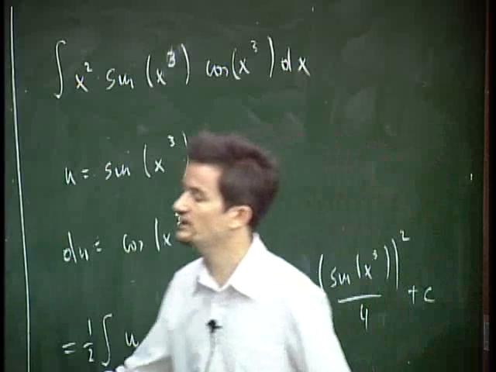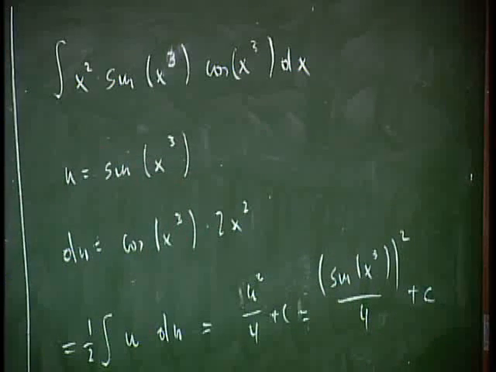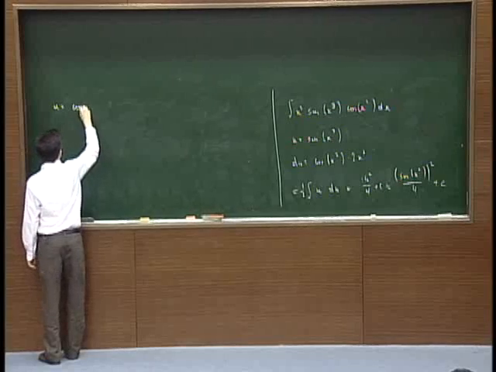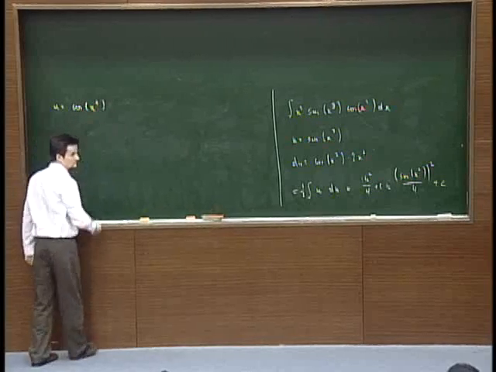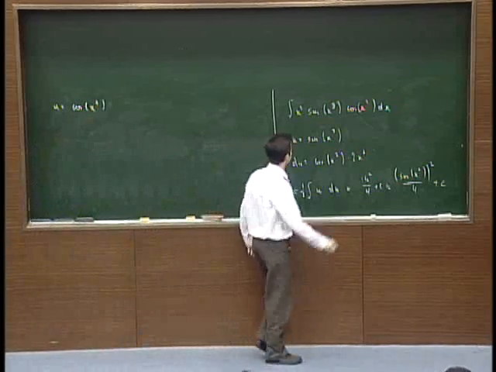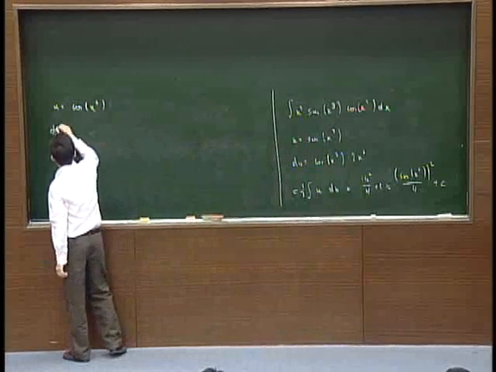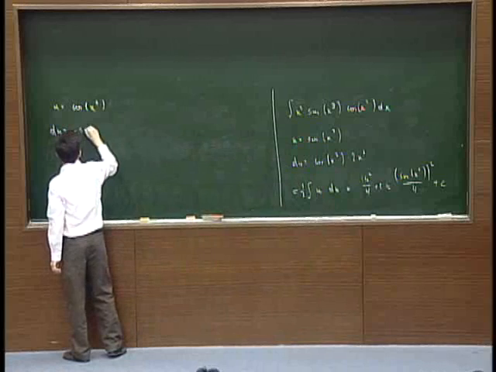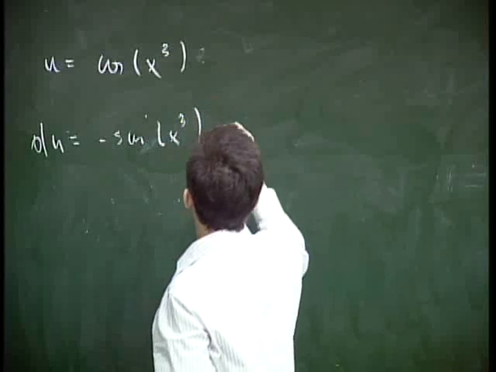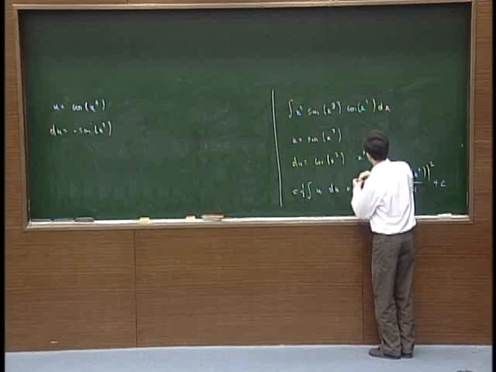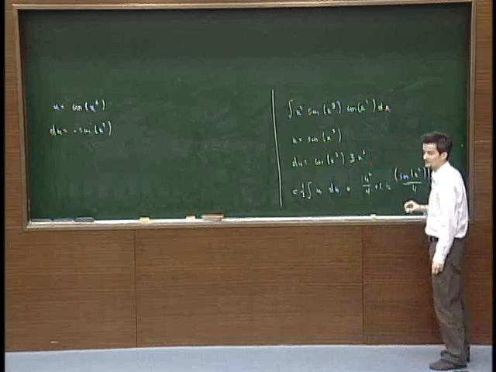Okay, so this would be one way to substitute, but of course it also works if you use the substitution cosine of x to the cube. Okay, because also this here is more or less the derivative of this function, so you have du is equal to minus sine x to the cube. This is completely wrong, sorry. You didn't tell me.